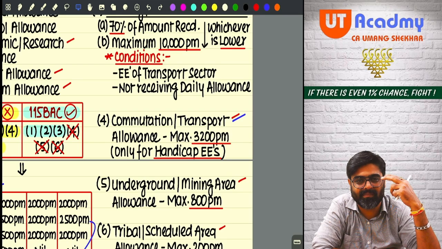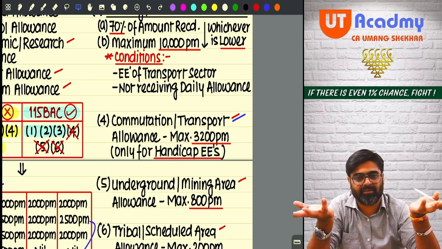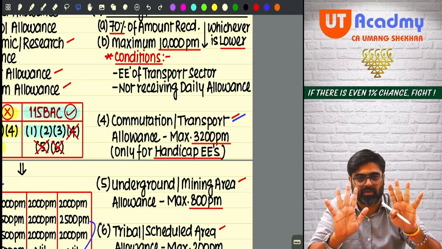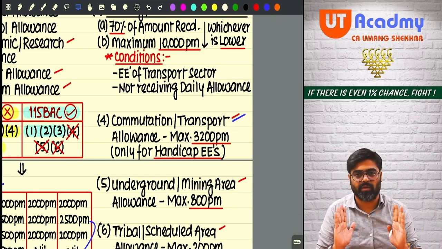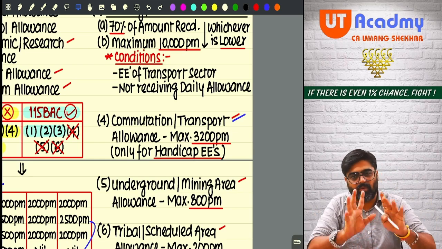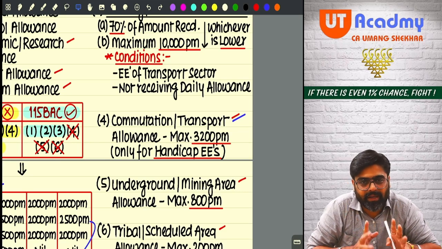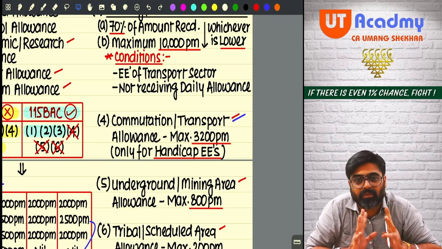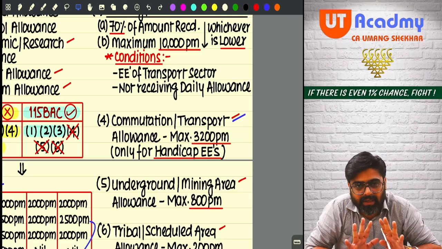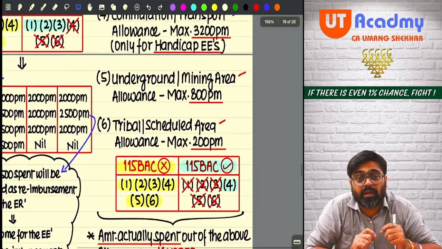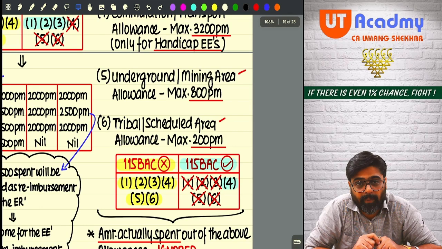Deaf, dumb, hands are not there, legs are not there. No. Normal employee. Perfectly normal. Are you getting commutation allowance, transport allowance? Yes or no? Yes. But you will not get any exemption. That will be fully taxable. Understanding? Next one is underground area allowance, mining area allowance.